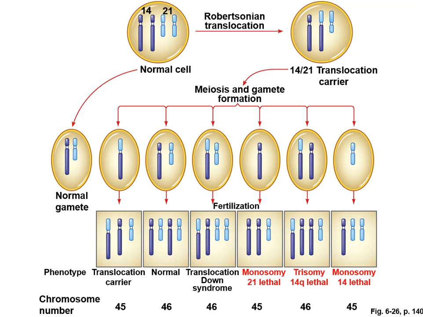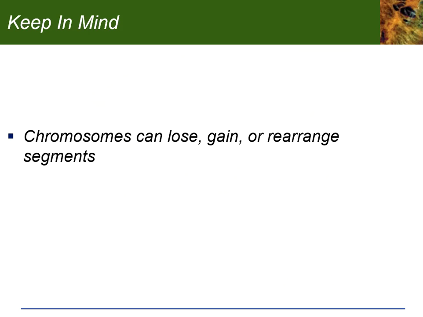Okay. Segregation of chromosomes at meiosis in a 14;21 translocation carrier. 6 types of gametes are produced. When these gametes fuse with those of a normal individual, 6 types of zygotes are produced. Of these, 2, translocation carrier and normal, have a normal phenotype, 1 is Down syndrome, and 3 are lethal combinations. Keep in mind that chromosomes can lose, gain, or rearrange segments.